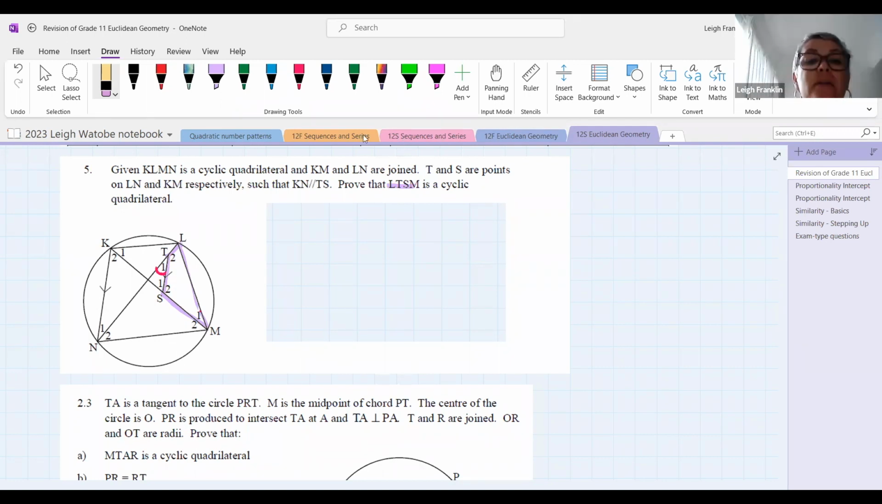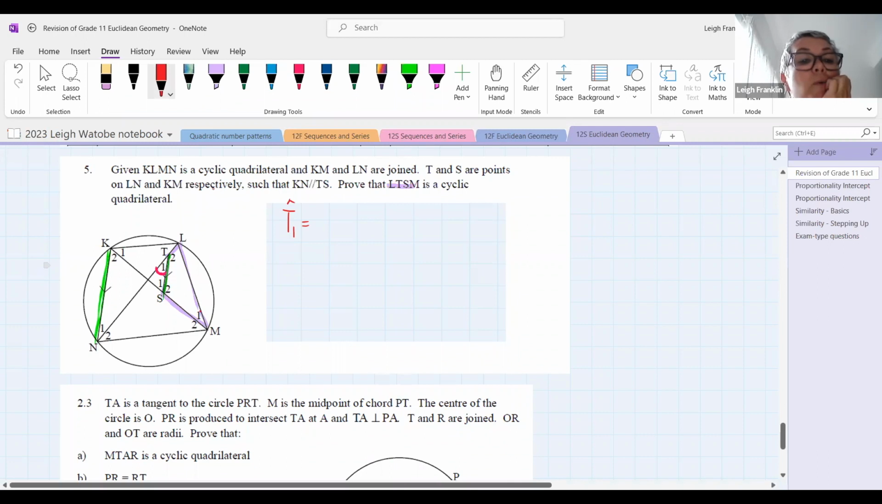Remember, we have parallel lines. What else does T1 equal? Again, you can pop it into the chat. Remember this line over here, TS, is parallel to this line over here, KN. What does T1 equal? There we go. It equals N1. Good, Chloe. Okay, so T1 equals N1. Our reason for that is alternate angles, because KN is parallel to TS.